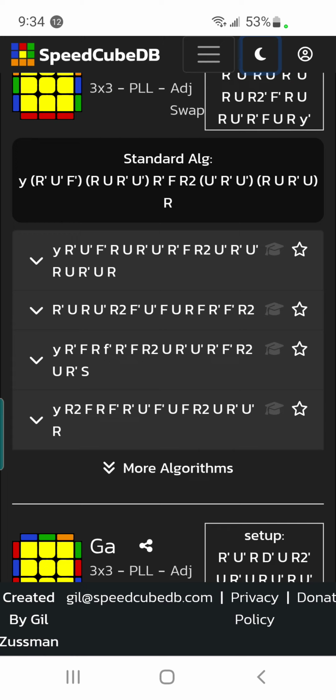So there's an AOF at the end, which is adjust upper face. So at the end of the algorithm, do a U prime for the AOF.